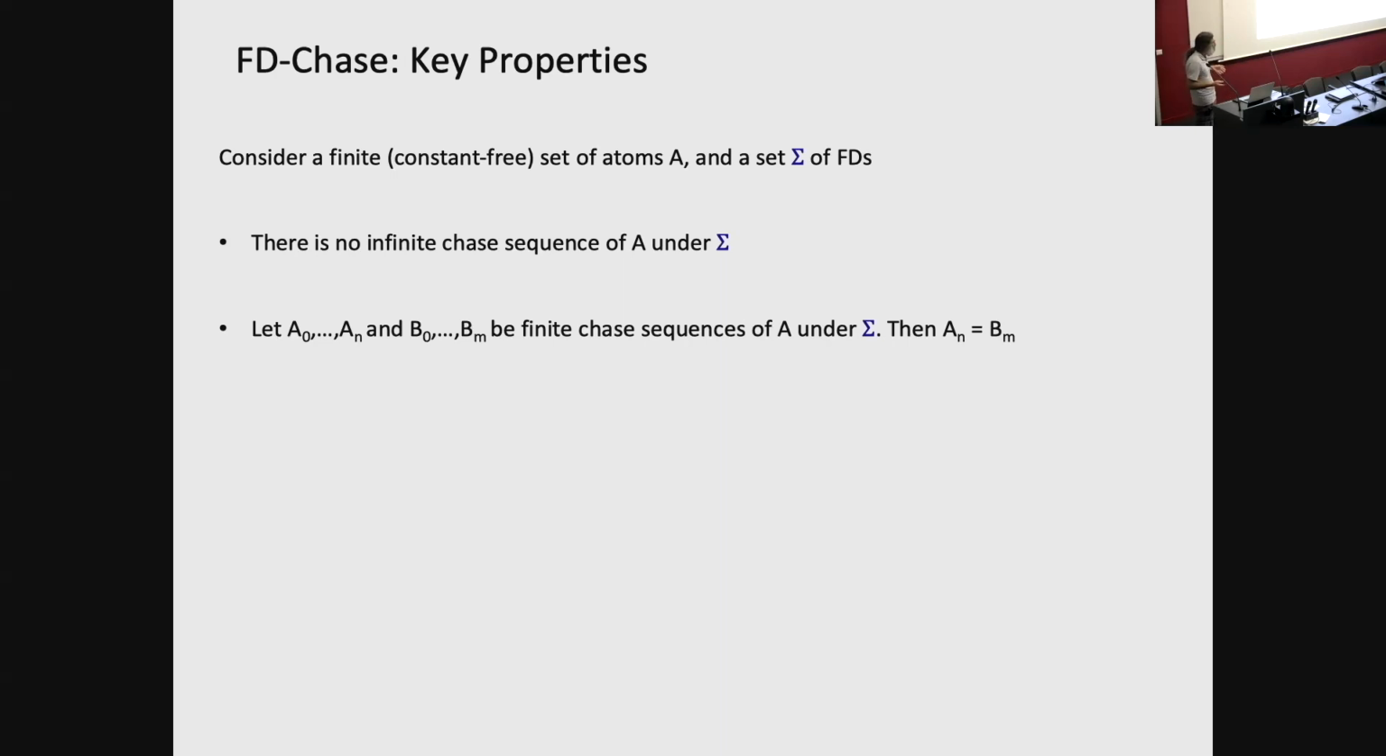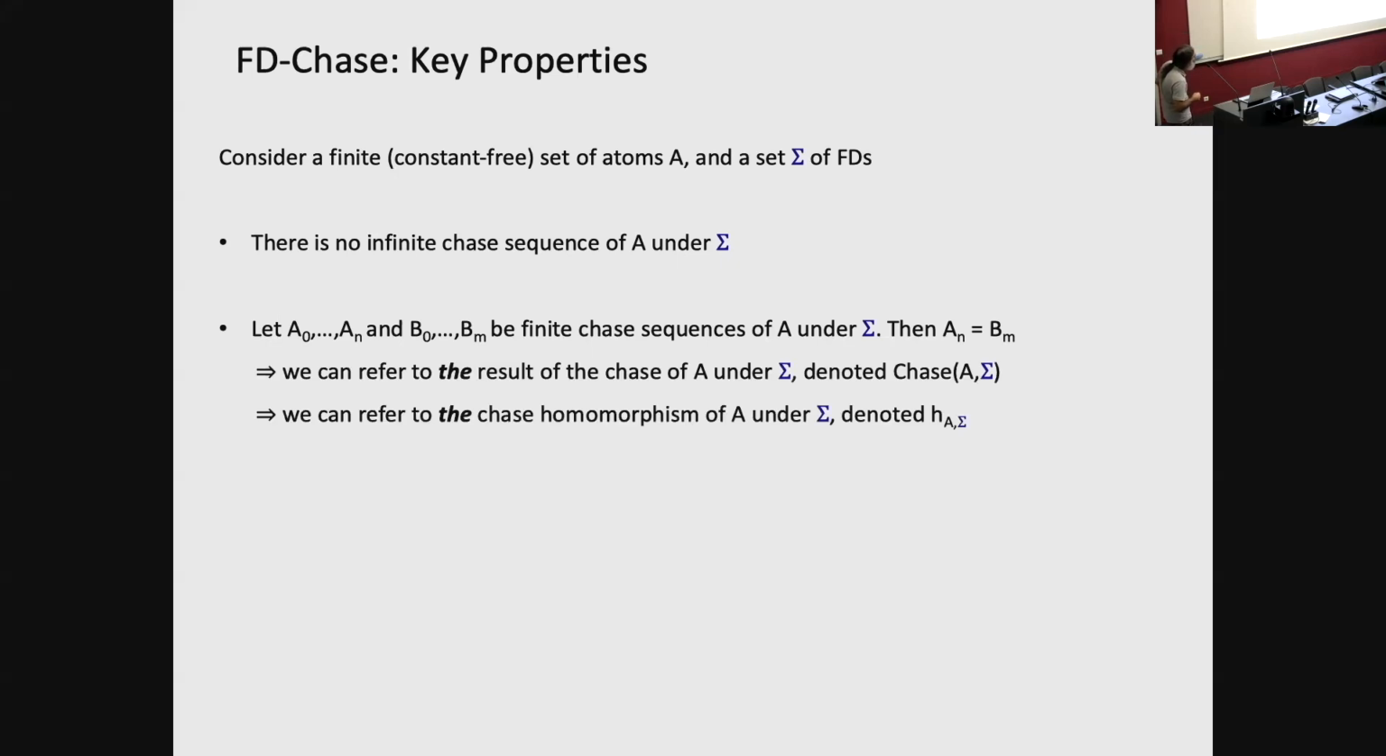So all of them are good ones. Why? Because they always lead to the same result, right? So whatever two finite chase sequences we consider, in the end, their result, AN and BM in this case, will be the same set of atoms. So no matter in which order we are applying the functional dependencies, we will always get the same set of atoms. That's what we are saying.